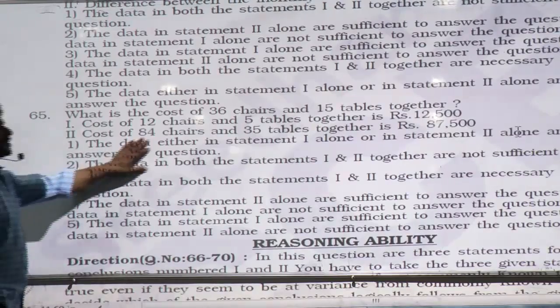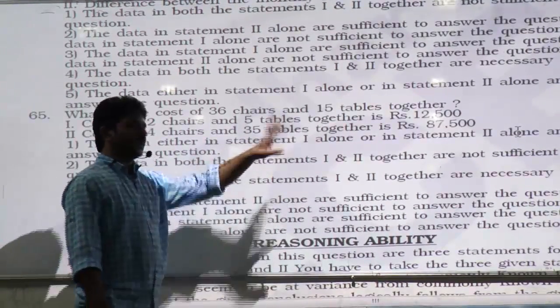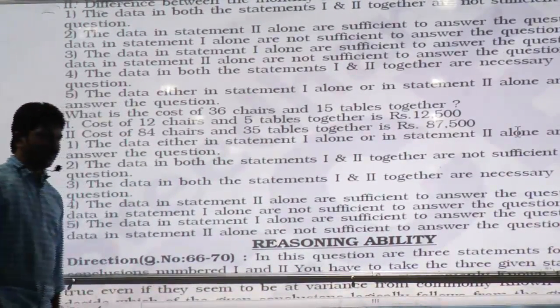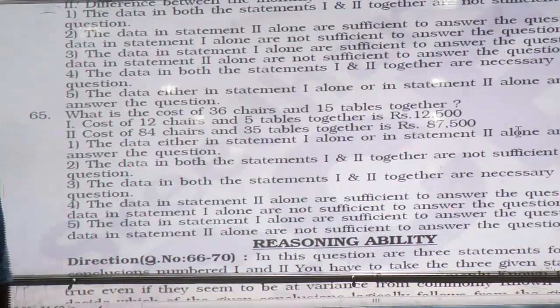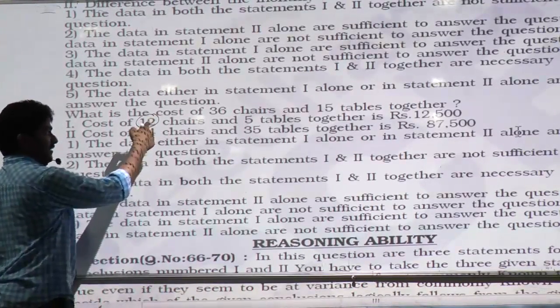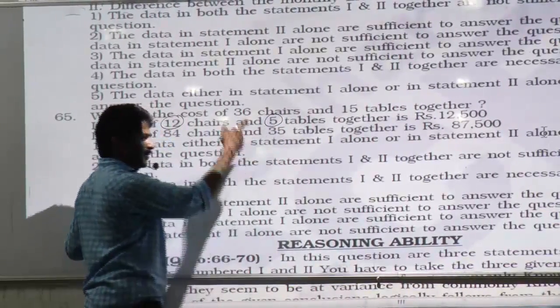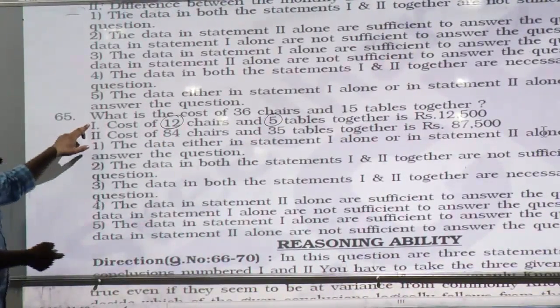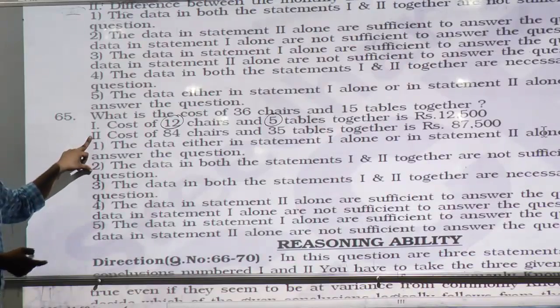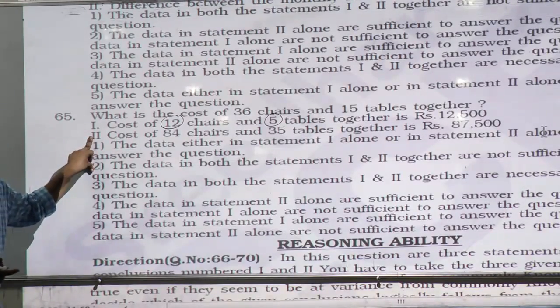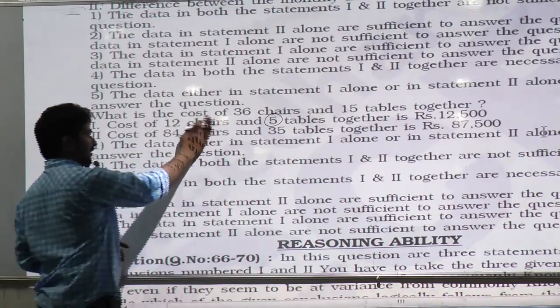Yes. Now the cost of 84 chairs and 35 tables together is given as 87,500. Will you get the answer from only 2? Yes. 12, 7 times. 5, 7 times. Same proportionate increase. If you can get the answer from 1 alone, you will also get it from 2 alone. Yes or no? Now, wait a minute.